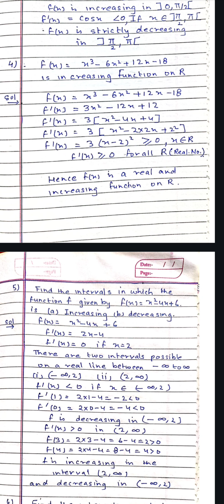Using the formula a square plus b square minus 2ab, we get f'(x) = 3(x minus 2) whole square. Now a square will always remain positive whether the value of x belonging to R is positive or negative. So f'(x) is always positive for all x in R, that is real numbers. So f(x) is an increasing function on R.